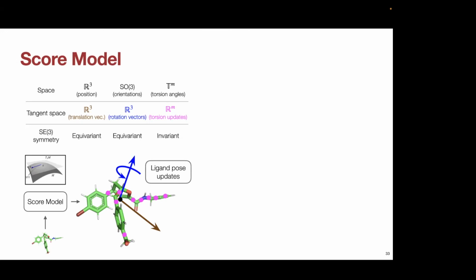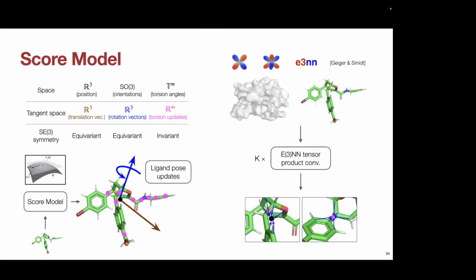So how do we build a score model to predict these quantities? Well, we use the by now well-established E3NN framework, that operates on point clouds. So we have a joint point cloud containing both the protein and the ligand, and we have several message passing layers. And finally, we have readout layers that predict two vector quantities for the global rotation and translation updates, and readout kernels, one for each rotatable bond that predicts the scalar torsion update that should be applied at each rotatable bond.